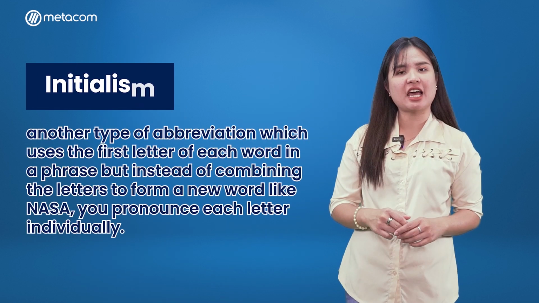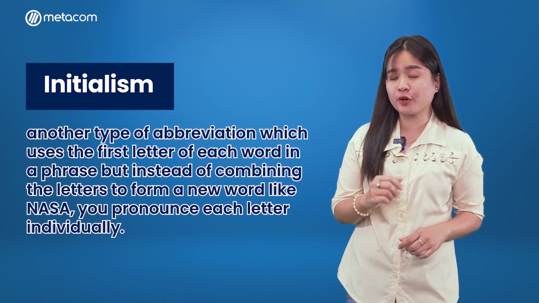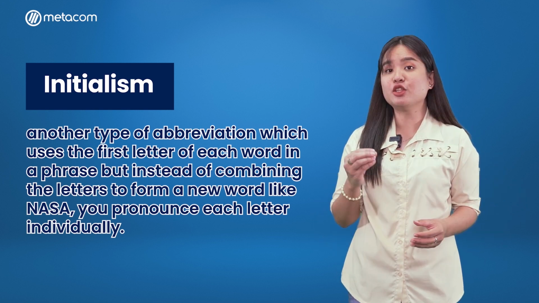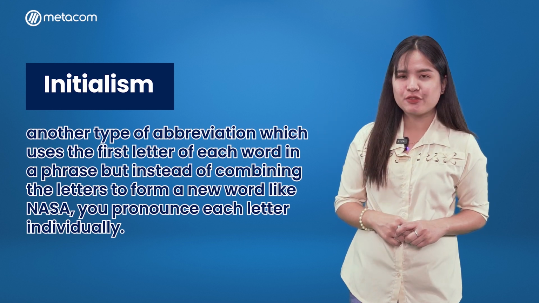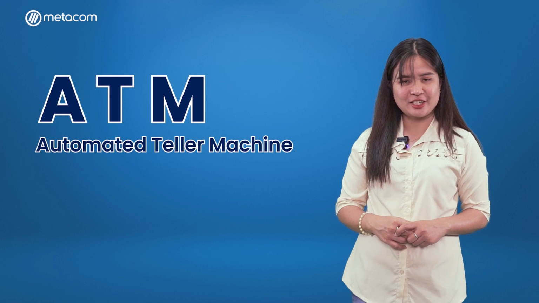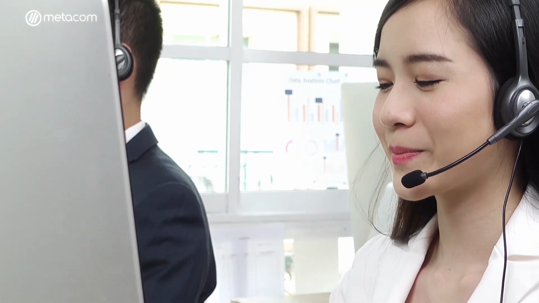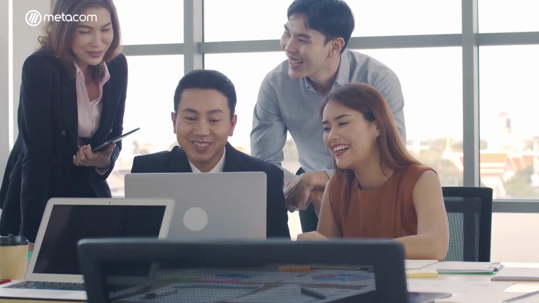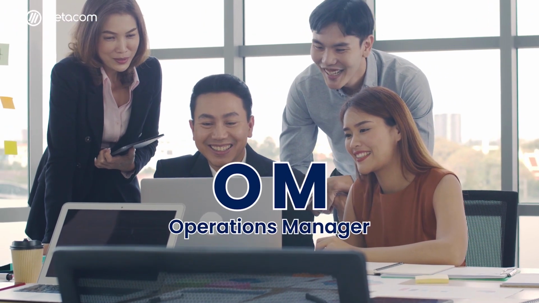Now, let's talk about initialism. Actually, it is another type of abbreviation which uses the first letter of each word in a phrase, but instead of combining them to create a new word like NASA, you just have to pronounce the letters individually. For example, VIP, which stands for Very Important Person, or ATM, which stands for Automated Teller Machine. Another example is the term BPO. And what does it mean? Business Process Outsourcing. The word TL, which stands for Team Leader, and OM, which means Operations Manager, are also some of the examples of initialism.